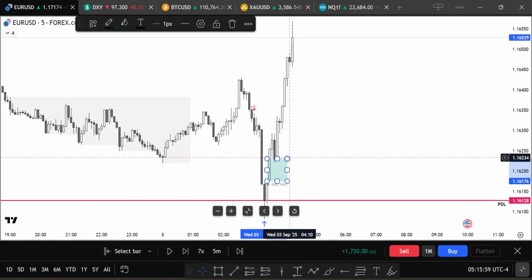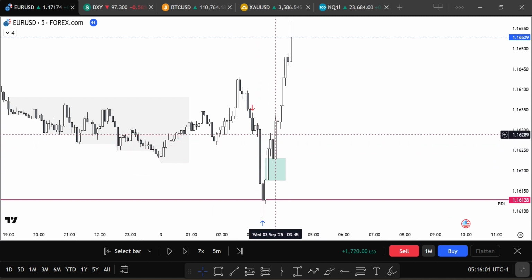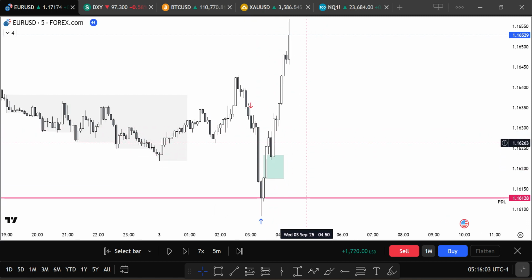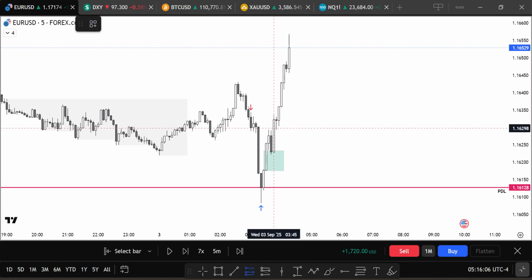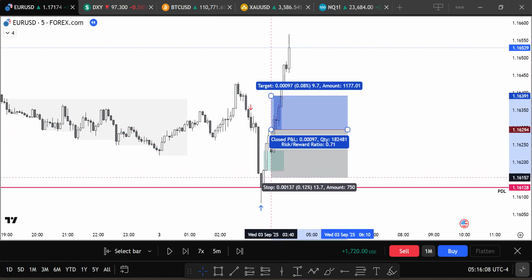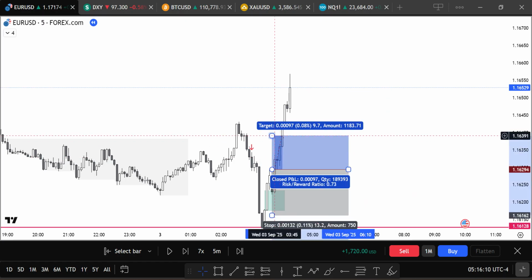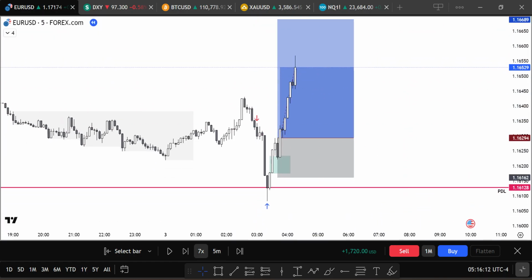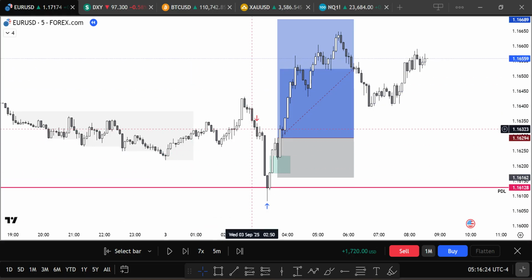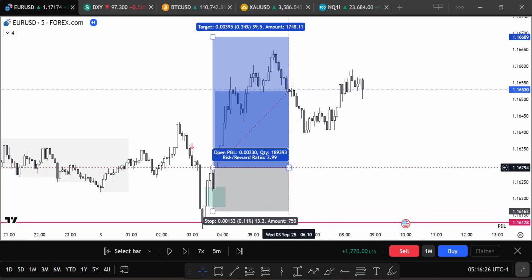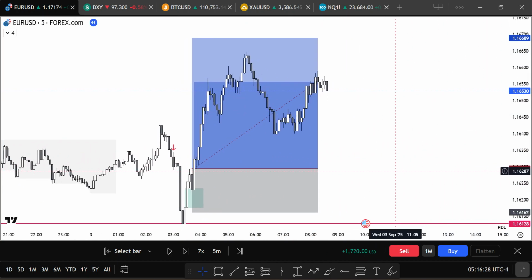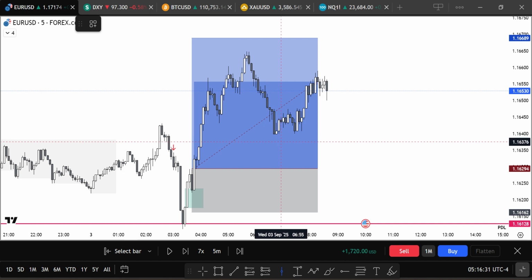You can see price went up, didn't respect this fair value gap, and respected this fair value gap, and you can execute here somewhere. Your stop loss would be here, and you can target this, and you can see how perfectly price went up. So yeah, that's it for today. I just took this trade. Maybe you guys took another trade. There would be multiple opportunities.